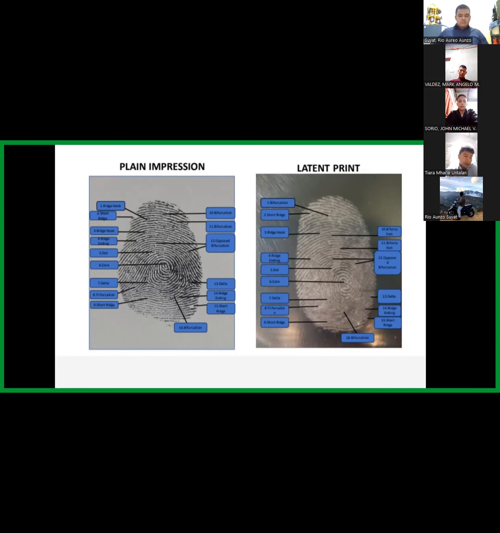Number 23. How long will a latent print last? The duration for which a latent print can last depends on various factors, including the environmental conditions, the surface on which the print was deposited, and the quality of the latent print itself.